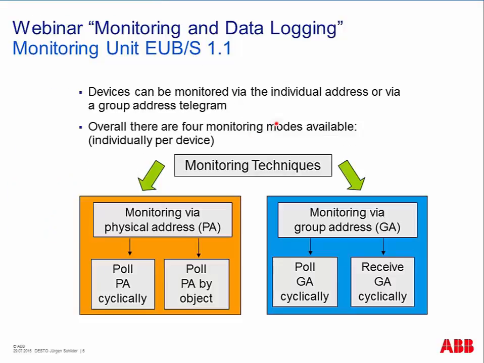I mentioned already 4 different monitoring types, split into 2 main types: monitoring via physical address and monitoring via group address. Monitoring via physical address is possible by polling the physical address cyclically, or by polling the physical address by a communication or group object. If we do monitoring via group address, we can poll a group address cyclically, or we can receive a telegram cyclically from the device to be monitored.